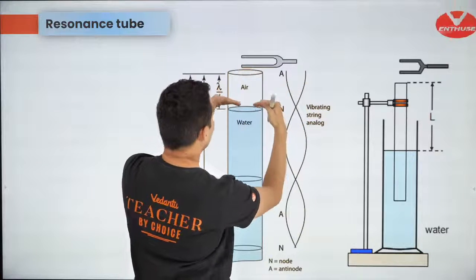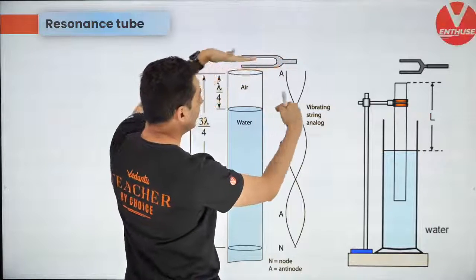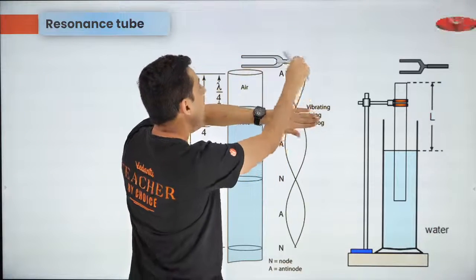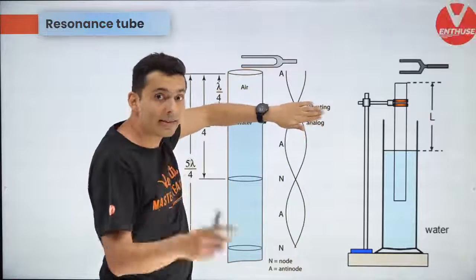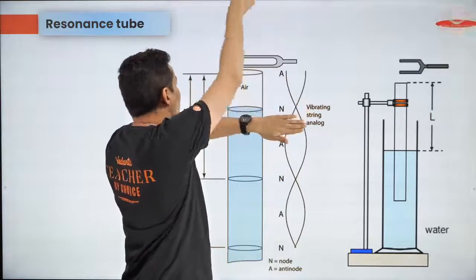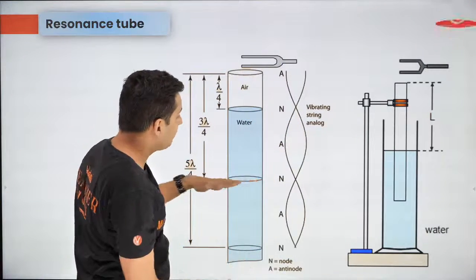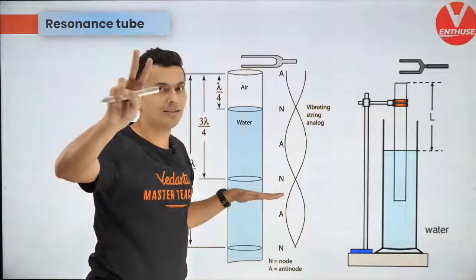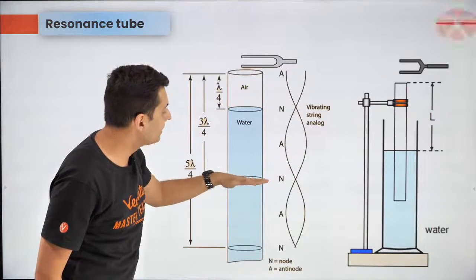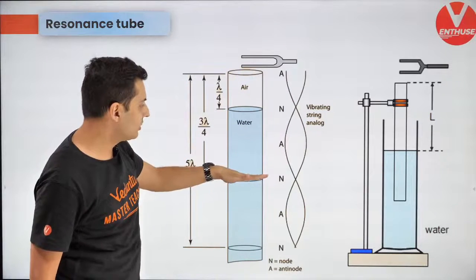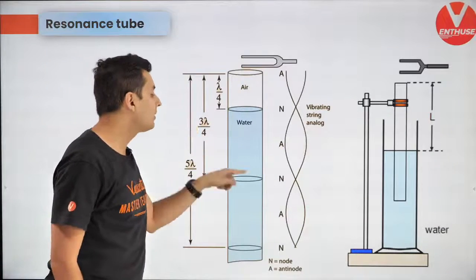So you keep pulling up that pipe till the first time you get a loud sound. When you get the loud sound, that means antinode is formed here, node is formed here. Now, if you still want to do this experiment again, you can keep pulling this pipe up. As you pull this pipe up, the water level will go down. The next time you get the third harmonic is when the water level comes down till here. You can see again a node will be formed. That time the length will be 3 lambda by 4.